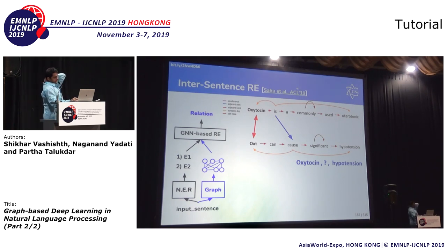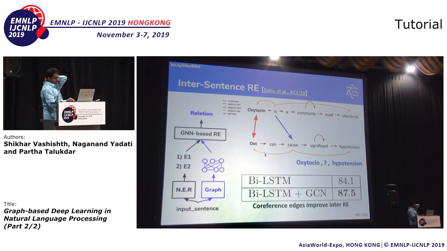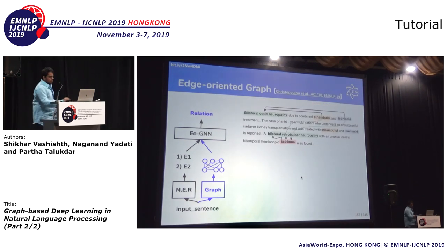In this ACL 19 paper, they actually propose coreference edges between different words like oxytocin and OXT, right? And then they show that these coreference edges can improve inter-sentence relation extraction over a simple BiLSTM baseline. Now, as a follow-up work, in this EMNLP 19 paper, they propose an edge-oriented graph neural net.